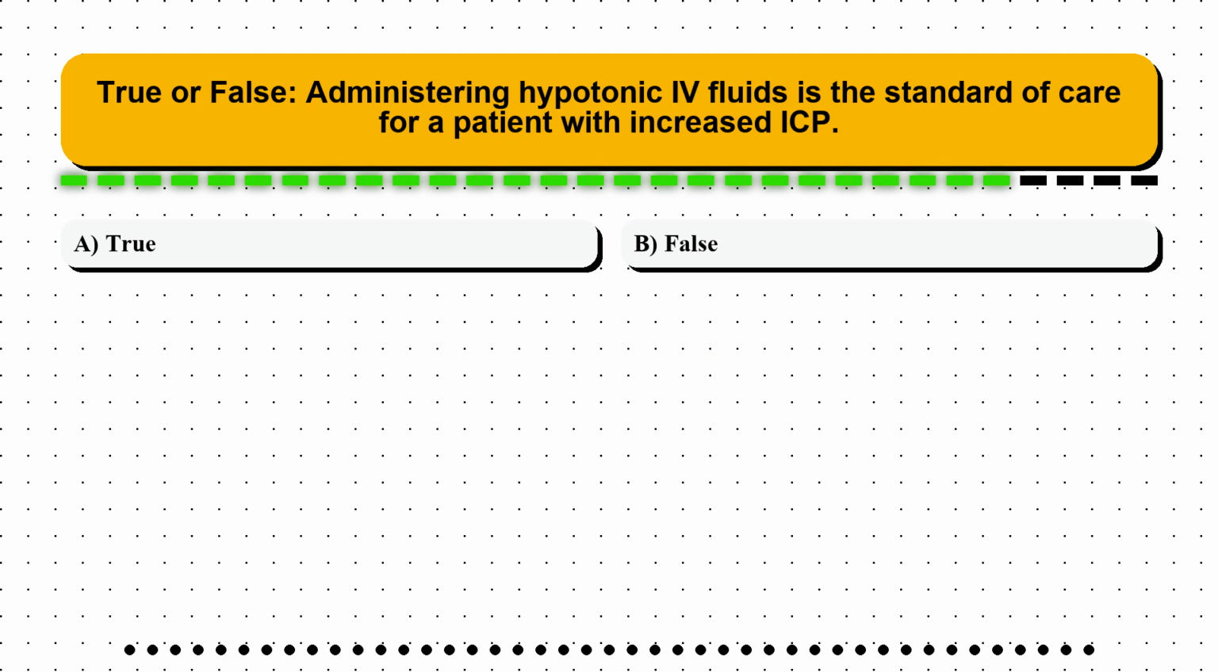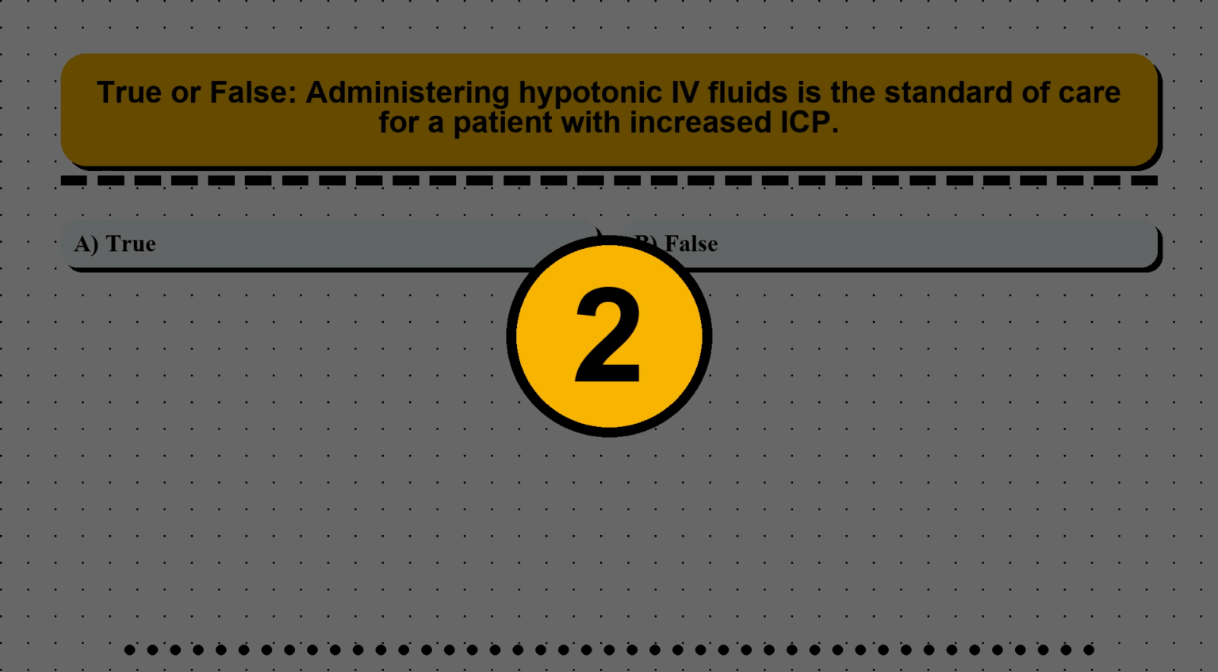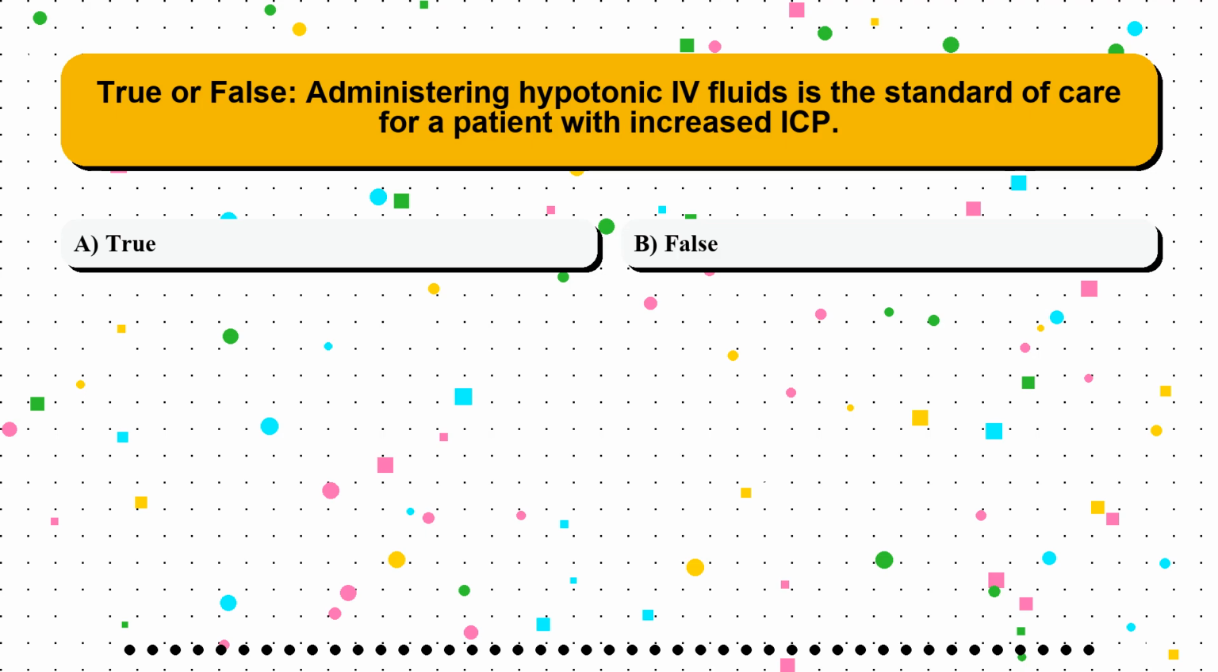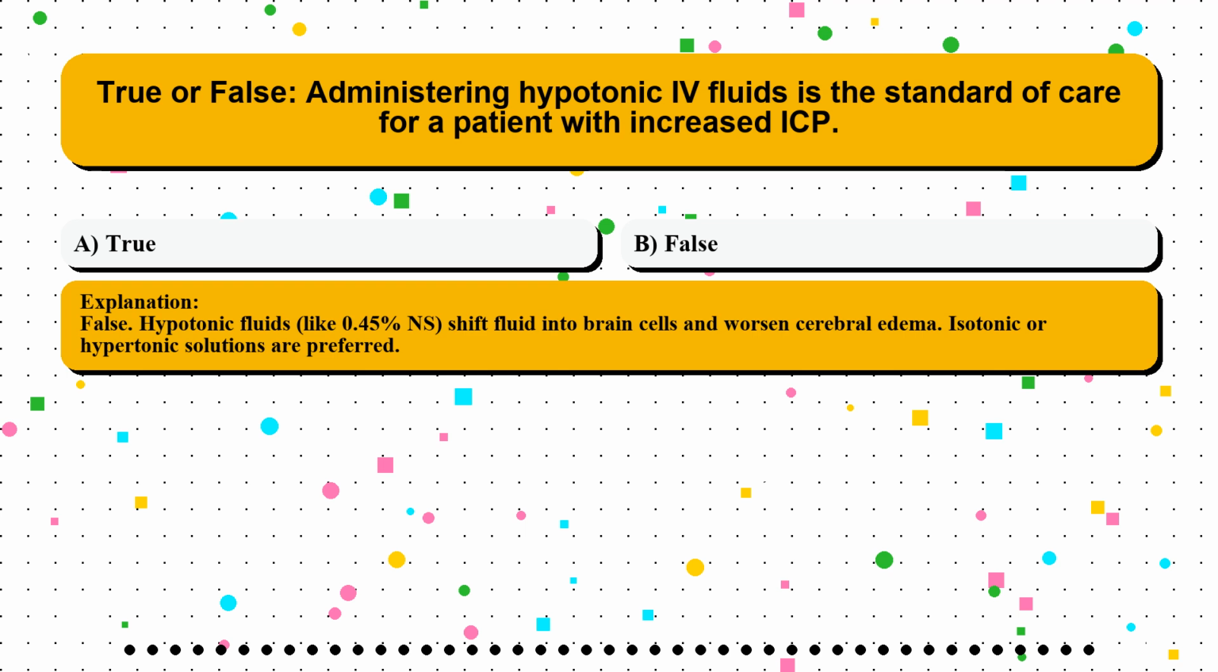Question 2. True or false, administering hypotonic IV fluids is the standard of care for a patient with increased ICP? Option A, true. Option B, false. The correct answer is option false. Hypotonic fluids, like 0.45% NS, shift fluid into brain cells and worsen cerebral edema. Isotonic or hypertonic solutions are preferred.